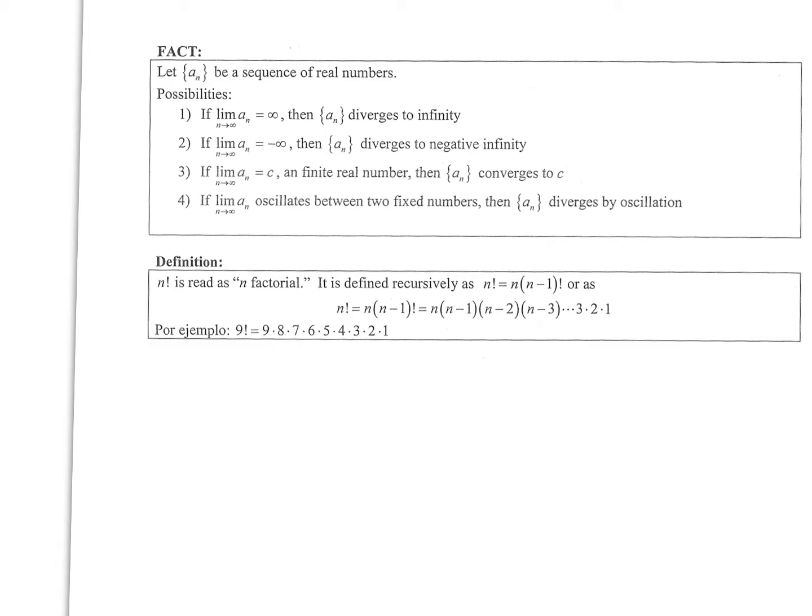Now, I want to talk about factorials. So if I have, let's say, 6 factorial. 6 factorial is really 6 times 5 times 4 times 3 times 2 times 1. Now, another way of saying that is it's 6 times 6 minus 1 times 6 minus 2 times 6 minus 3 times 6 minus 4 times 6 minus 5.